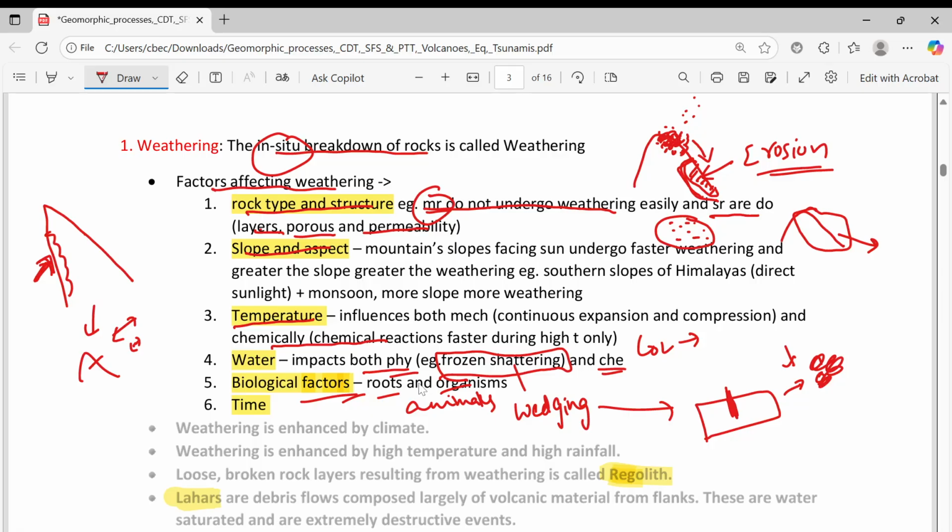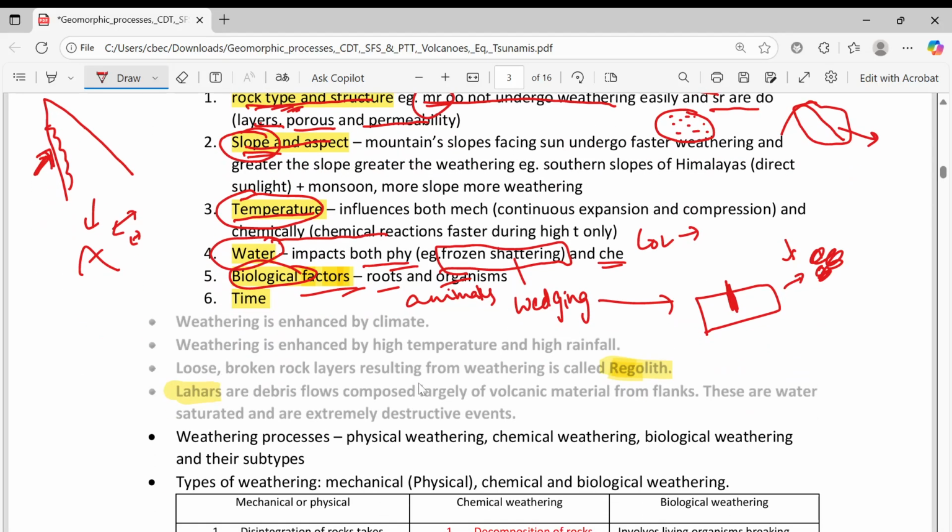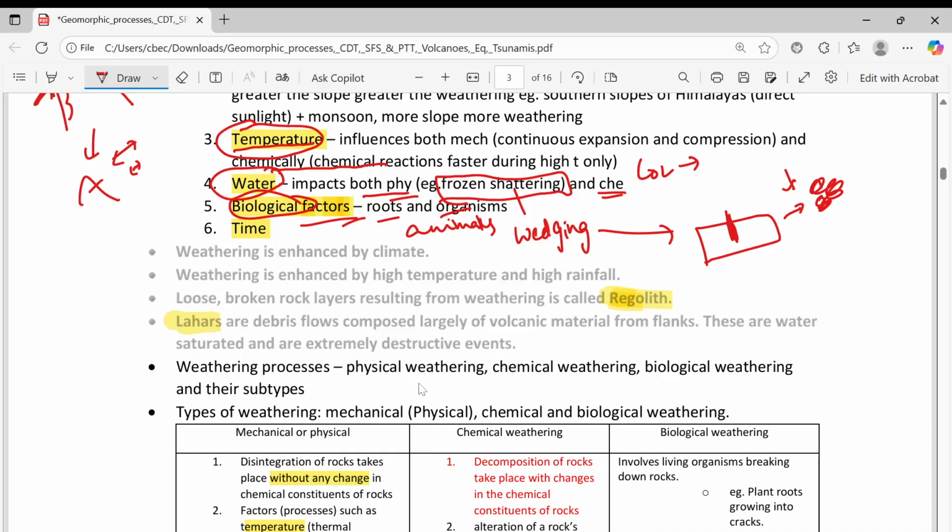So what are the factors? Rock type and rock nature are important. Then slope is important: if it is a high slope, it will undergo weathering; if it is a low slope, not that much. Then temperature: expansion and contraction will break the rock. Then water: high rainfall will dissolve the rock. Then biological factors: plants, animals, microorganisms. Then time. So weathering is enhanced by climate, rainfall and temperature. Weathering is enhanced by high temperature and high rainfall.